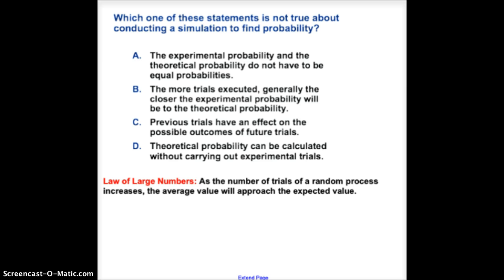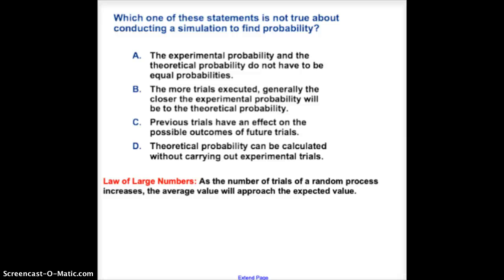Which one of these statements is not true? I'm just going to go through each statement and help you out here. The experimental probability and theoretical probabilities do not have to be equal. Rarely are these equal. Experimental gets closer to the theoretical the more trials that you do, but most of the time these will not be the same. So that one is true.